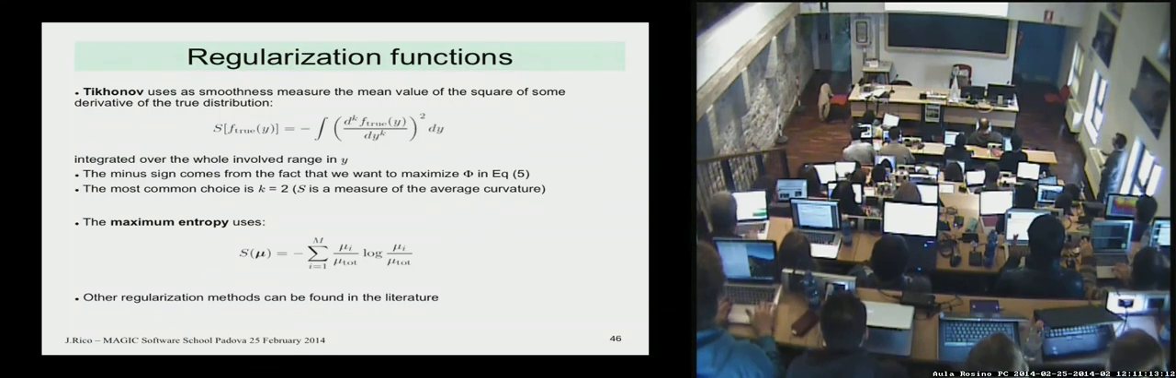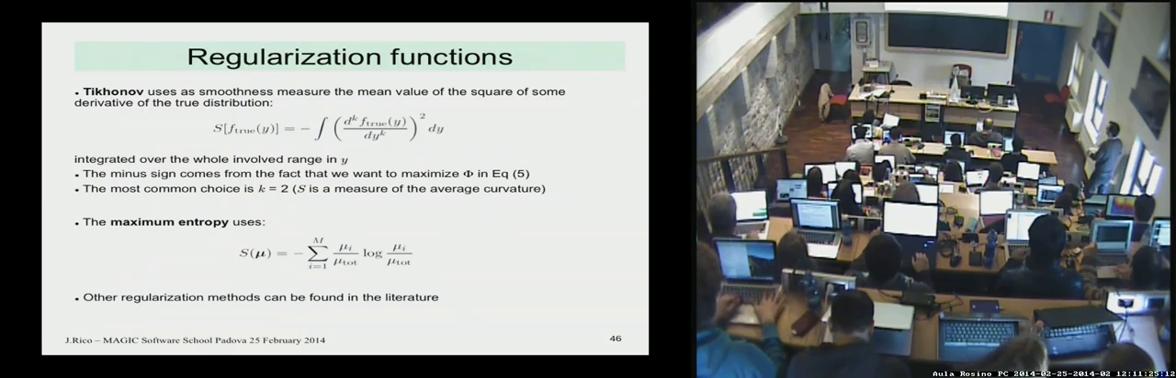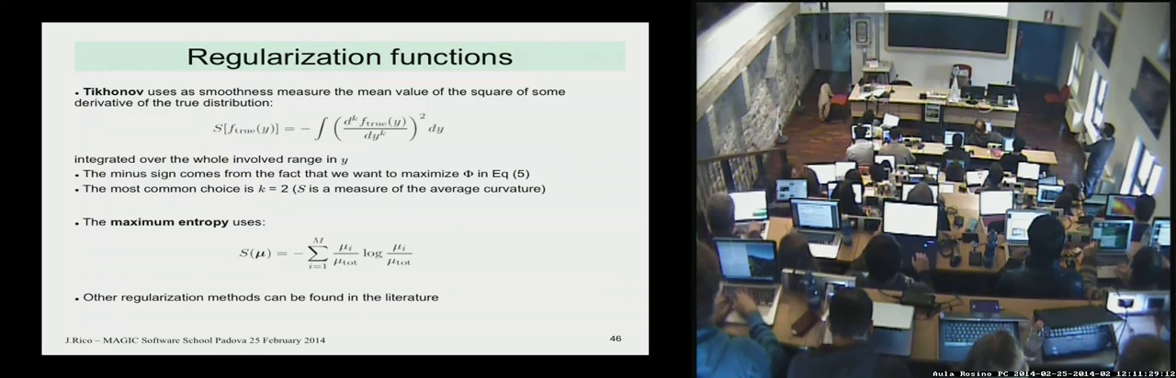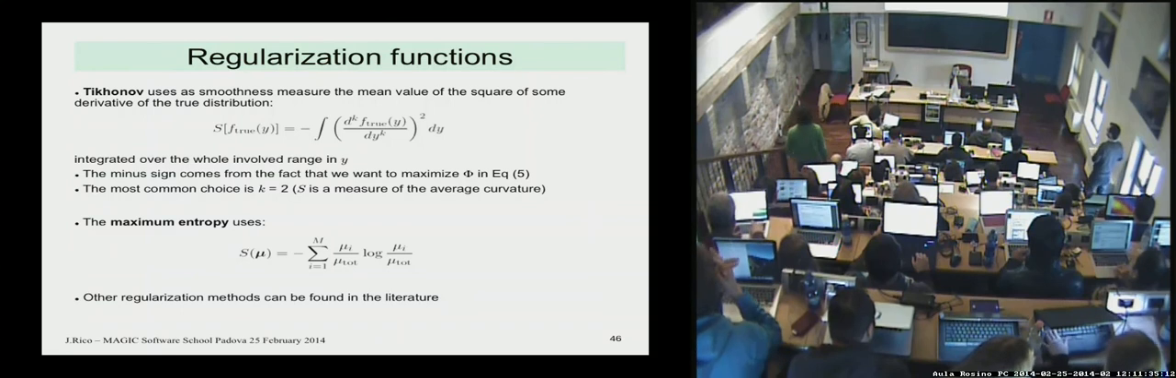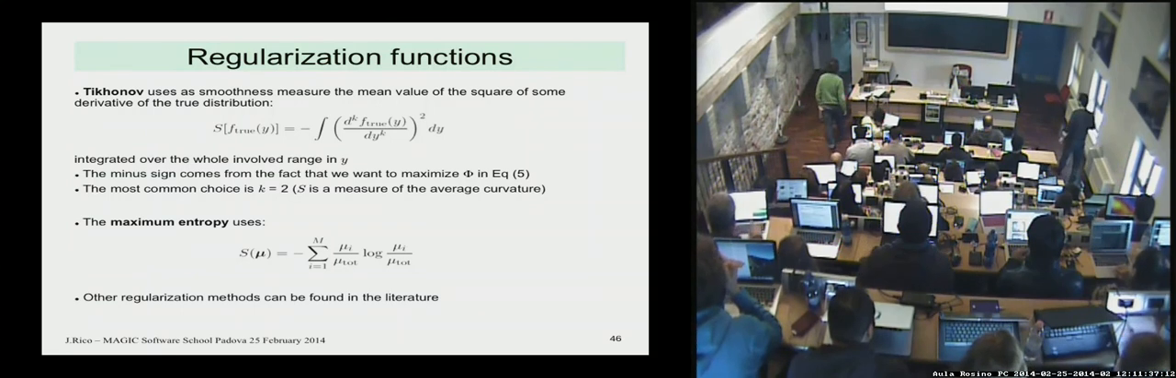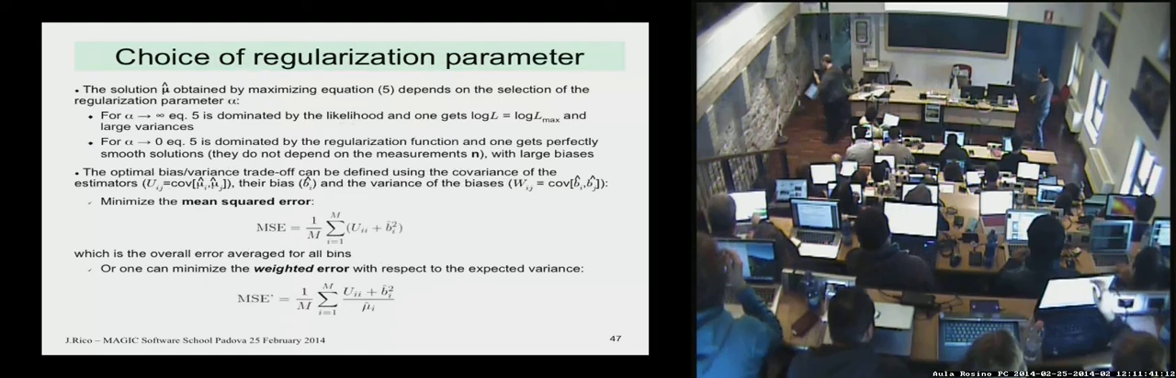Another common regularization function is the maximum entropy that uses this expression. This is a measure of the entropy, meaning how many combinations of the data produce the same distribution. So for flat, you have maximum entropy, and when you have all the events accumulated in one single bin, you have minimum entropy, and everything in between. And you can find many more in the literature. Just wanted to provide a couple of examples.